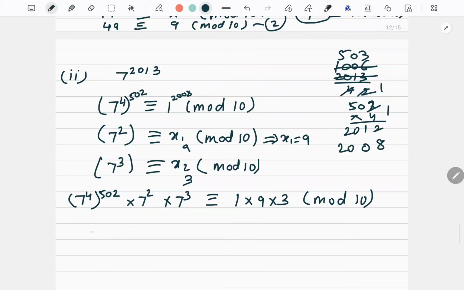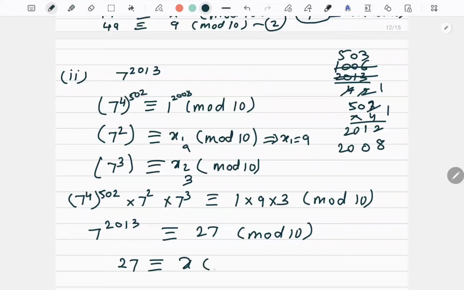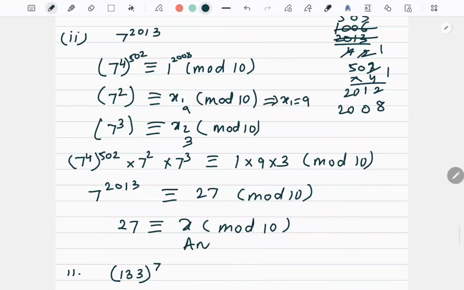Correct? So this became 7 to the power 502 into 4 is 2008, plus 2 plus 3, 2013, congruent 27 mod 10. 27 is a big number, I don't want it, reduce it. And this is the formula for reducing, I have told you. Now what should I subtract from 27 so that it becomes divisible by 10? Obviously 7. So the answer is equal to 7.